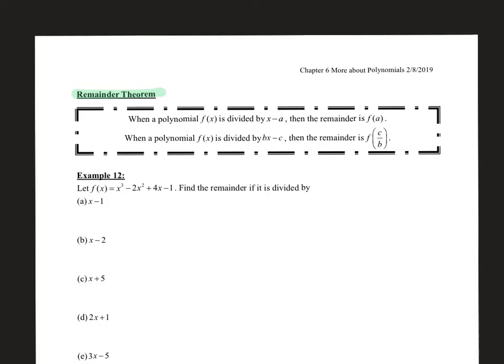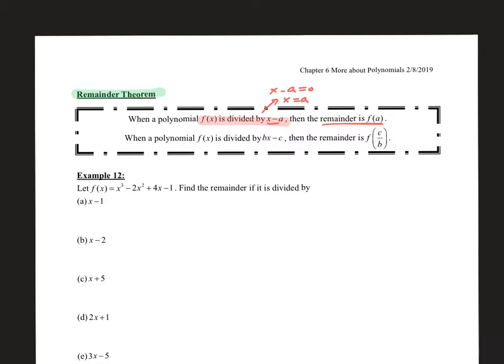So it will be done by substitution in a function. When f(x) is divided by x minus a, you can take a quick look: x minus a, you can consider x minus a is 0. That means you do substitution of x equal to a, and it tells you that the remainder is f(a).